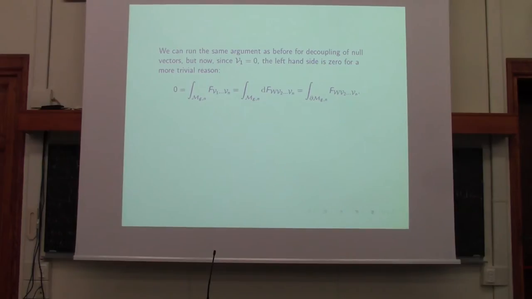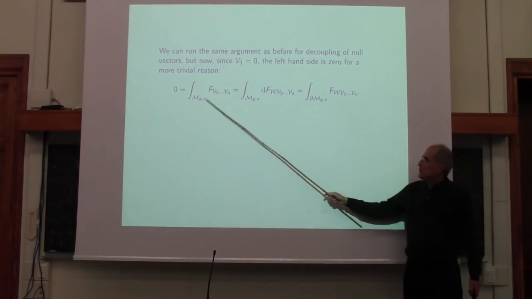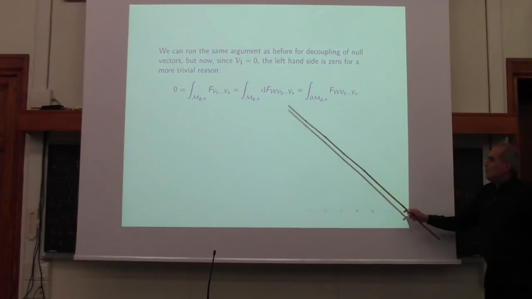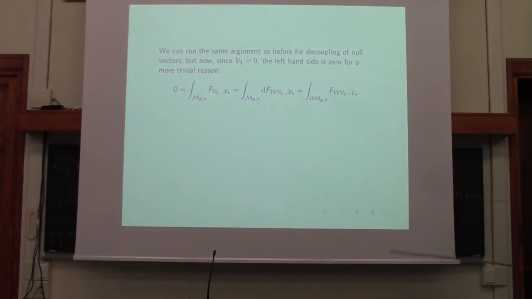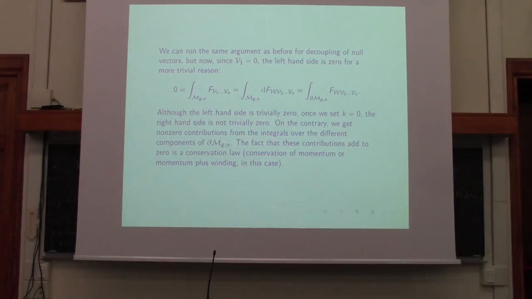So now, you see, the correlation function is zero more trivially because v1 is zero, but we can say everything we said before. Everything we said before is still true. So now zero is equal to something. So the left-hand side is trivially zero if k is zero, but the right-hand side is actually, of course, zero since it equals the left-hand side, but it's not trivially zero. We get non-zero integrals over the different components of the boundary.